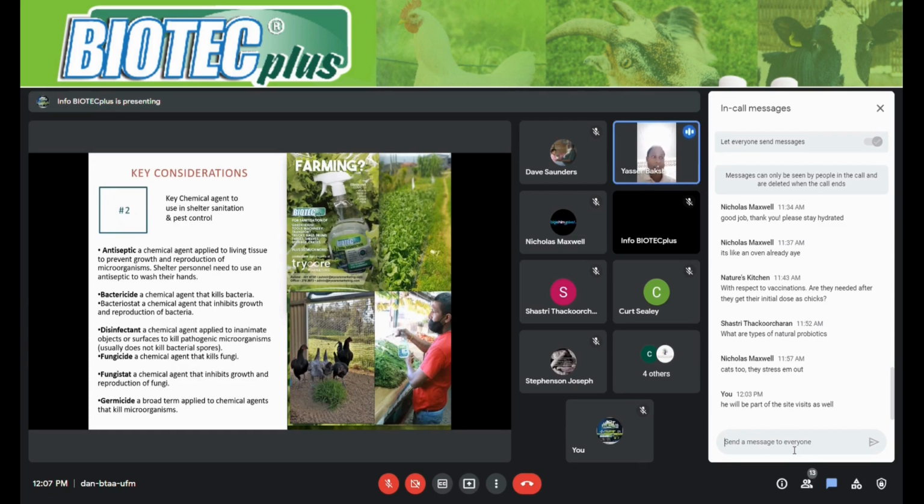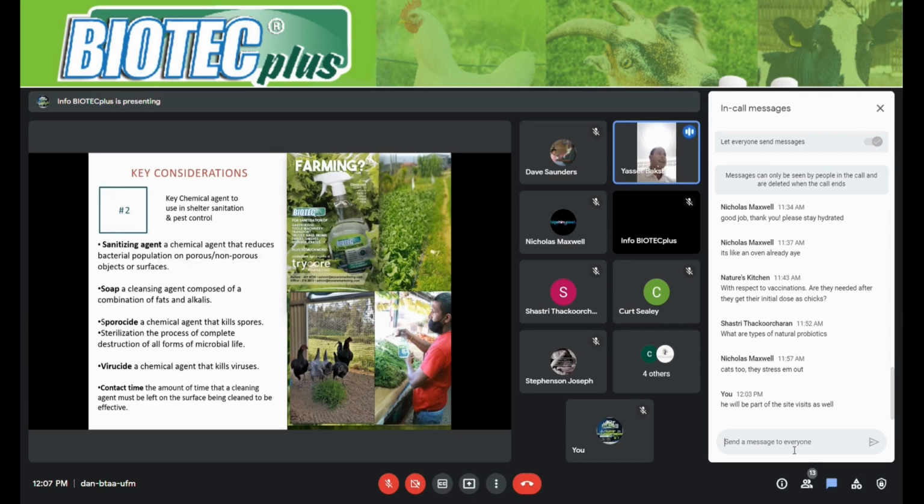A fungistat is a chemical agent that inhibits growth and reproduction of fungi. A germicide is a broad spectrum chemical agent that kills microorganisms. Sanitizing agents, a chemical agent that reduces bacterial populations on porous and non-porous objects or surfaces. Now, let me make a very important point here. Sanitizing agents must be able to be applied on porous surfaces, which means things like skin and feathers.